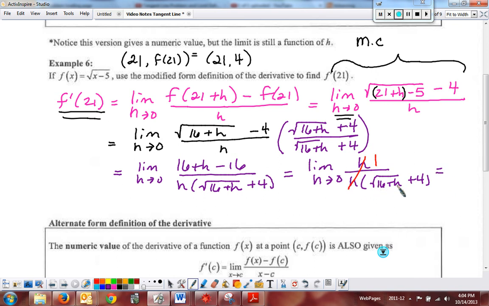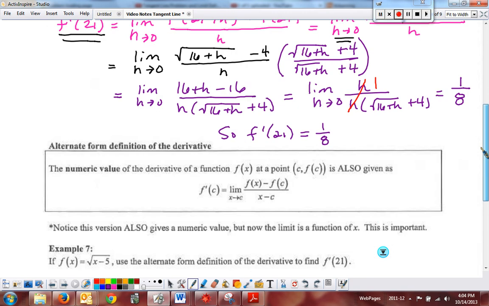Square root of 16 plus 0 is 4. 4 plus 4 is 8, so we get 1/8. So f prime of 21 is 1/8. And we have calculated our derivative at 21 using this modified form.